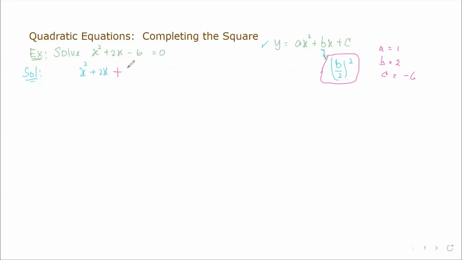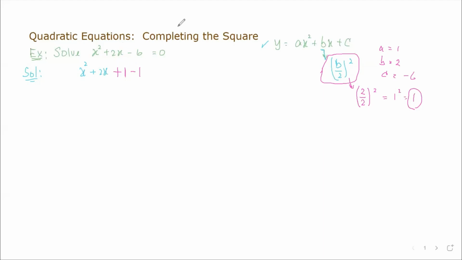So now we know b in this question is 2, right? You replace it, so it becomes 2 over 2 and the whole thing to the power 2, that means 1 to the power 2, which equals 1. Once you have this, you add 1 here, and at the same time subtract the same number. So when you add 1 and subtract 1, the whole thing becomes 0. You did not change anything, you still keep the same value of the equation.